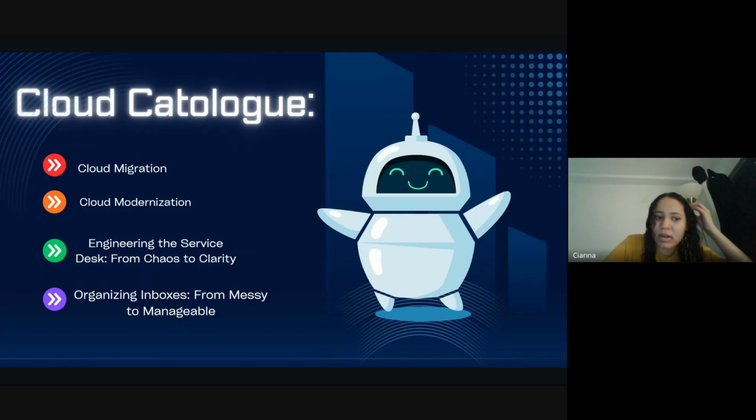In the cloud catalog, we're going to be talking about cloud migration, cloud modernization, engineering the service desk, and organizing.